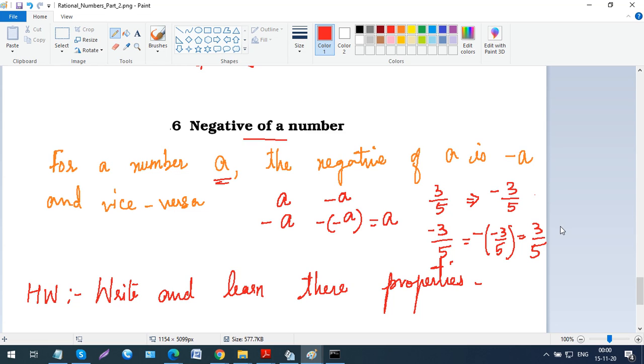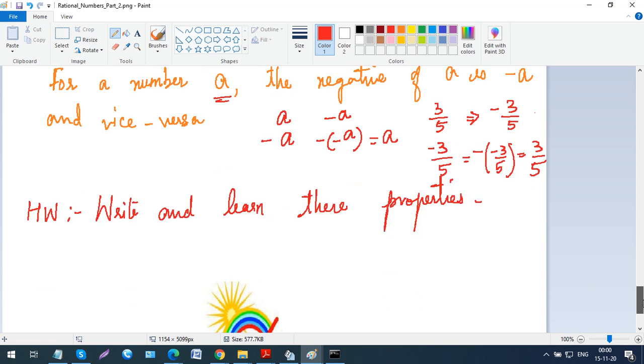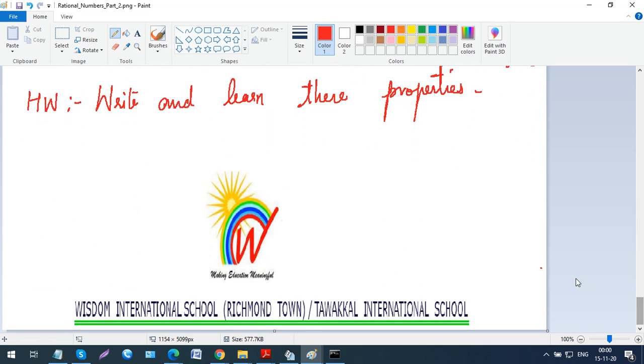Okay, so write all these properties also in your classwork and learn them, understand them, and then learn them. You'll be asked questions based on whatever properties have been taught, multiple choice questions or fill in the blanks, all those kinds.